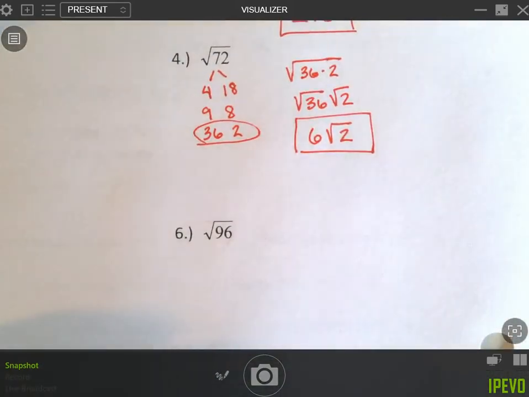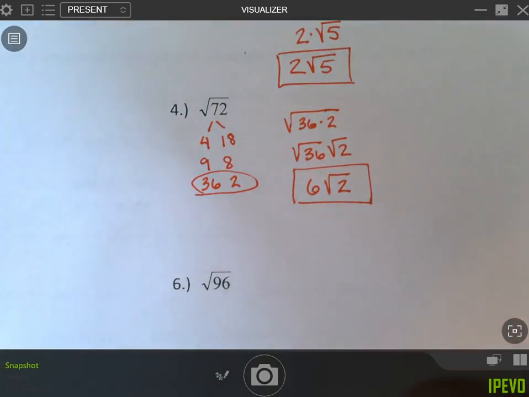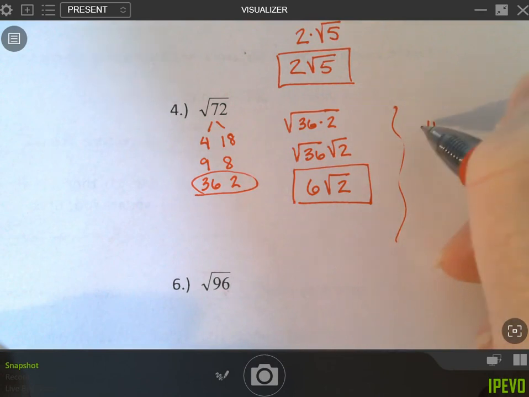Now, there's another way, and some people get this. Let's say off to the side you took this and you thought it was 4 and 18.